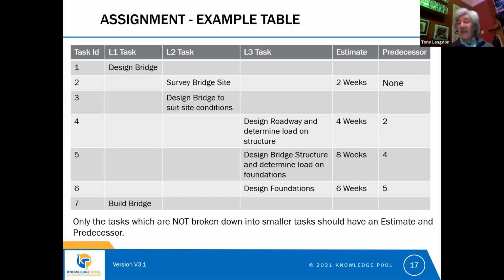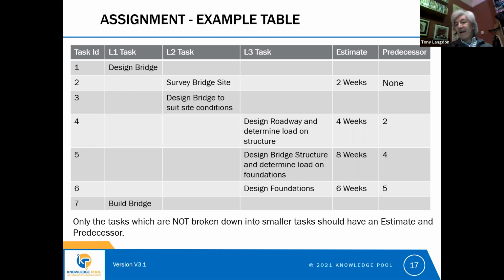To complete the assignment, you need to create a table like we have on the screen at the moment with 6 columns. You need to put your major tasks into column 2, your middle level tasks into column 3, and your most detailed, smallest tasks into level 3. You need to give task numbers to them all, and we've said you can stop when you get to 16 tasks, because by the time you get to 16 tasks, you'll start to get the idea as to how this works. So just 16 tasks.